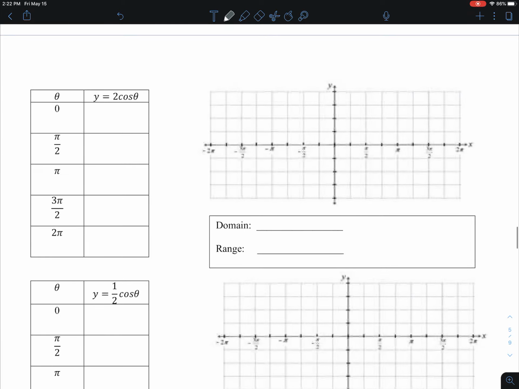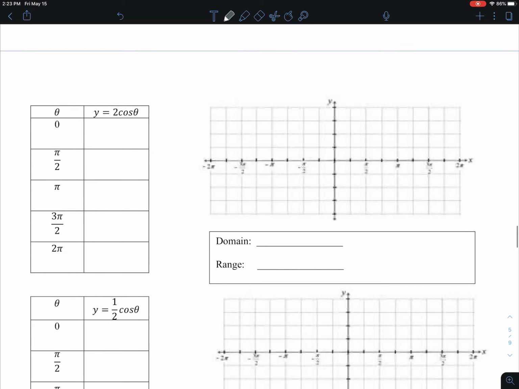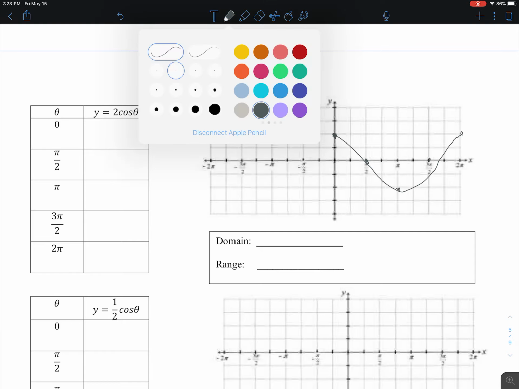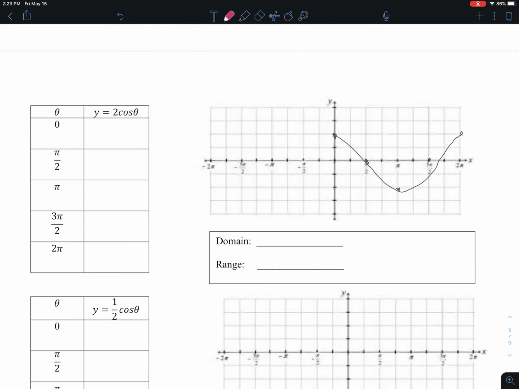Okay? So let's look at doing a vertical stretch. What I'm going to do, just to show you this, is graph the normal cosine. So I'm graphing cosine of theta, what we just graphed. So cosine theta looks like this. So what would 2 cosine theta look like? It would just be a vertical stretch.